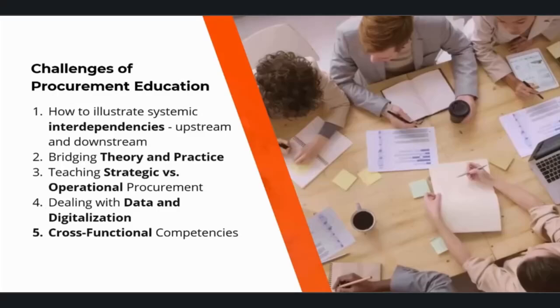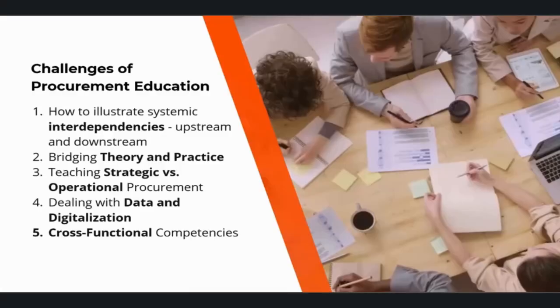The second challenge, how to bridge theory and practice. Students struggle to connect theoretical models, for example, sourcing strategies, with practical applications. Third, how to teach strategic versus operational procurement. An example is how to balance the tactical, for example, purchasing processes, and strategic, for example, supplier relationship management aspects of procurement. Students may overfocus on cost savings and miss broader value creation goals.